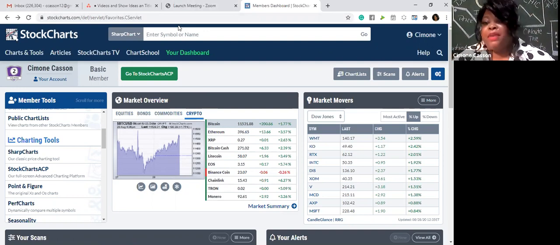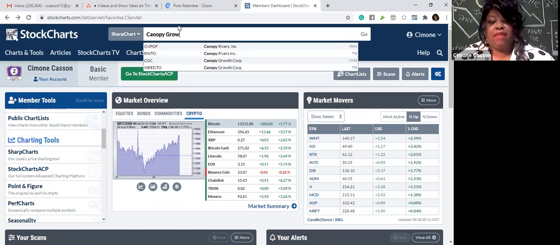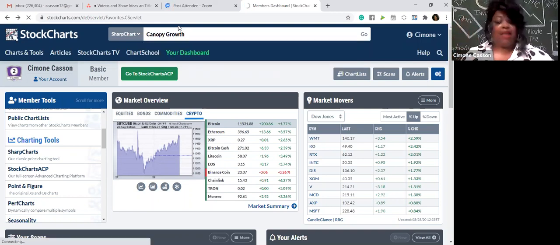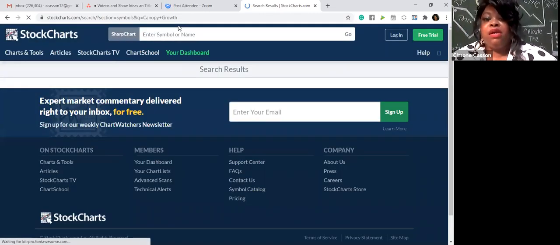All right, so I'm going to pick the first company that I ever bought in my portfolio, which is Canopy Growth. I think I told you guys this story. That was the one that made me a lot of money. I bought it really cheap when it was like $1 and something, maybe even less than that.